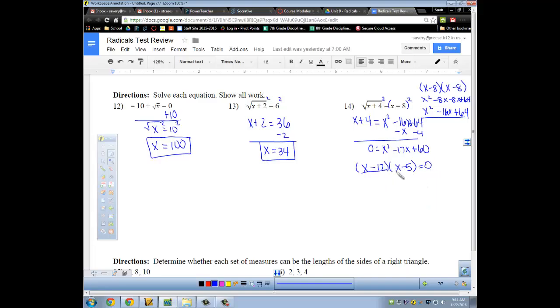And then just put both parts equal to 0 and solve. So x minus 12 equals 0 would give me x equals 12, and x minus 5 equals 0 would give me x equals 5. So that one had 2 answers because of the foiling that we had to do.